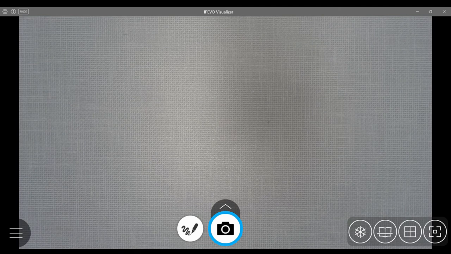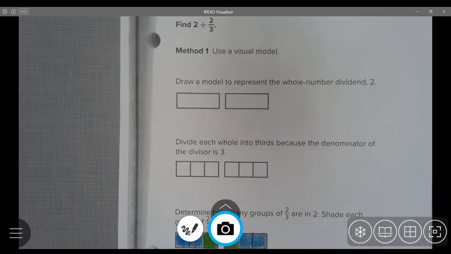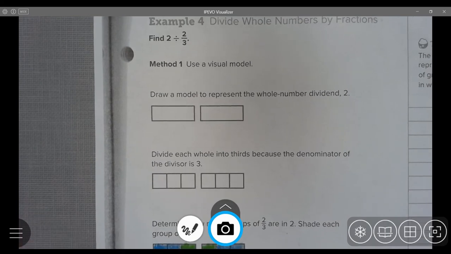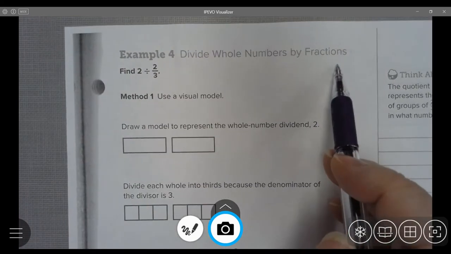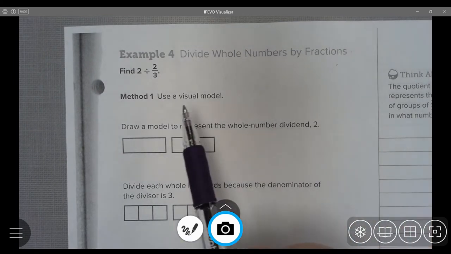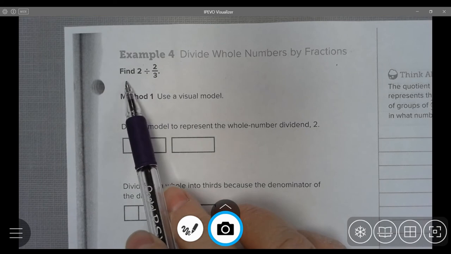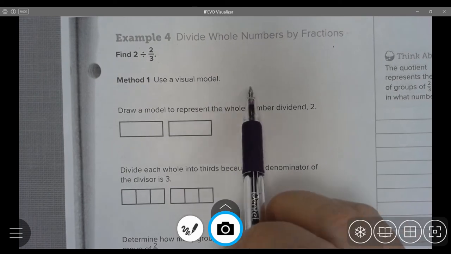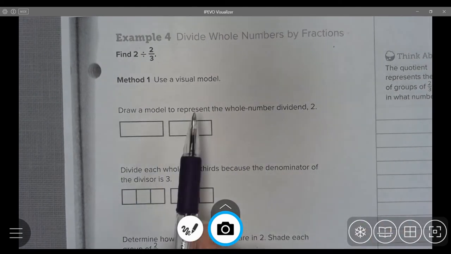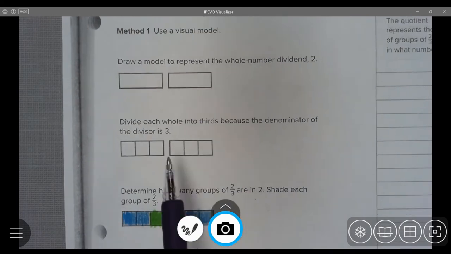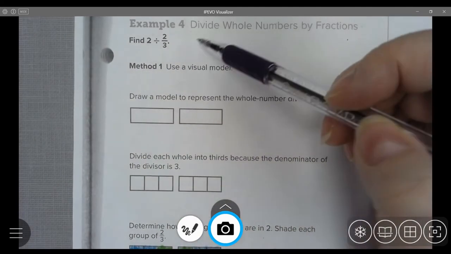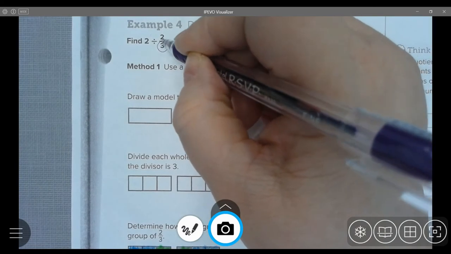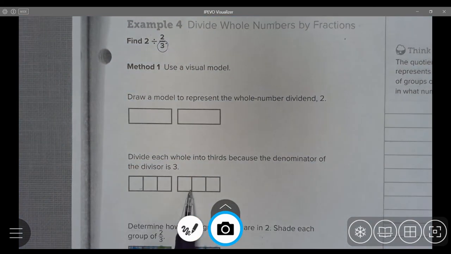Continuing on to page 159. At the top of 159, we're now going to take a look at dividing whole numbers by fractions. We're still doing that. So here's another example of how to do it. So find 2 divided by 2/3. So here's a method using our visual model. We'll go ahead and do our 2 bars to represent the 2. And then we're going to draw. Remember, we're looking at the denominator to see what number we're going to use to draw different sections within our bar. So we have a 3, so we need to do 3 sections in each bar.